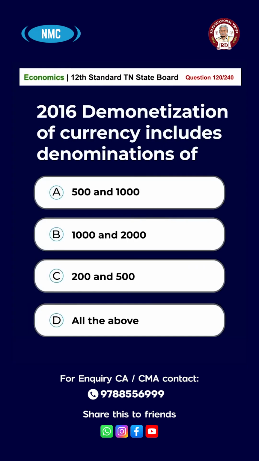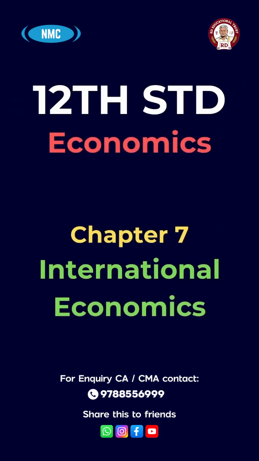Question number 120. 2016 demonetization of currency includes demonetization of A. 500 and 1000, B. 1000 and 2000, C. 200 and 500, D. All the above. The answer is option A. 500 and 1000.